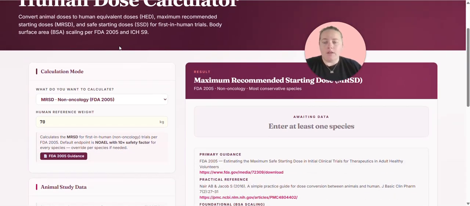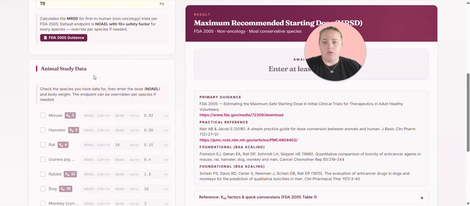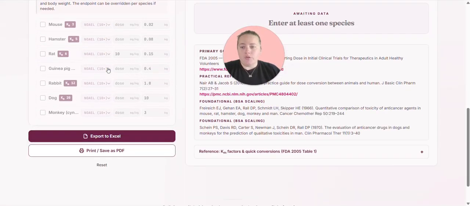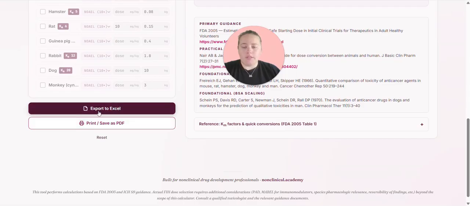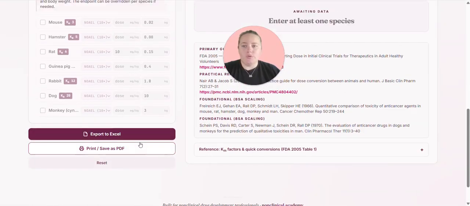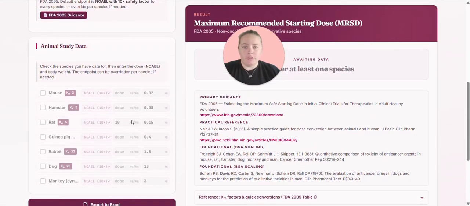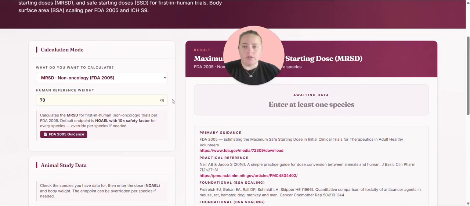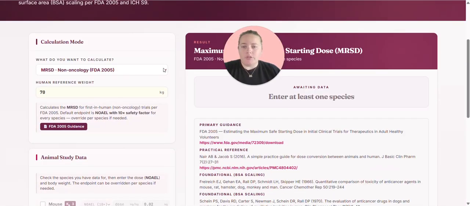As we go down on the left panel here are going to be all your options. So you have a calculation mode, you can include your animal study data, you can then export it to Excel or save it as a PDF, but once you put all your parameters in and you put all your inputs in, you're going to be able to spit out your starting dose on the right. So let's look at the different options that we have, right?